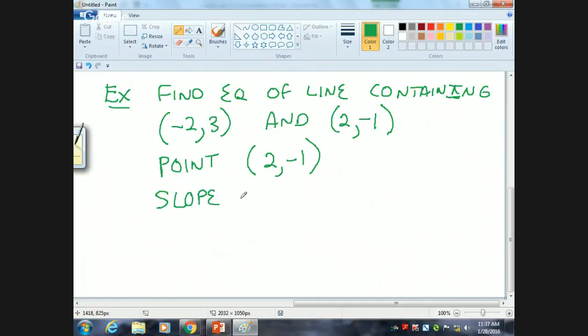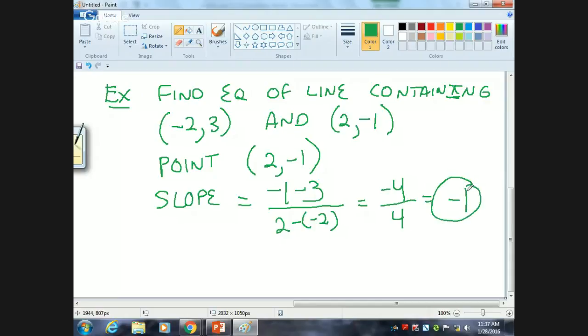I can just calculate the slope. So I have y minus y. This is my first point, right? So -1 minus 3, divided by x minus x, 2 minus -2. This is -4 over 2 plus 2, which is 4. This has a slope of -1. Okay, so now I know a point, and now I know a slope.